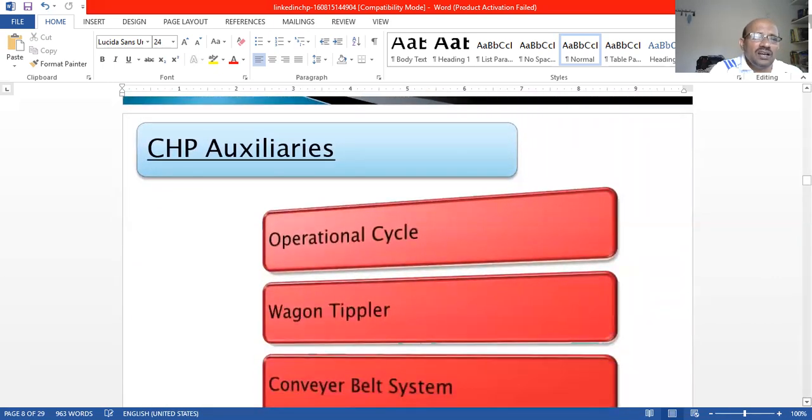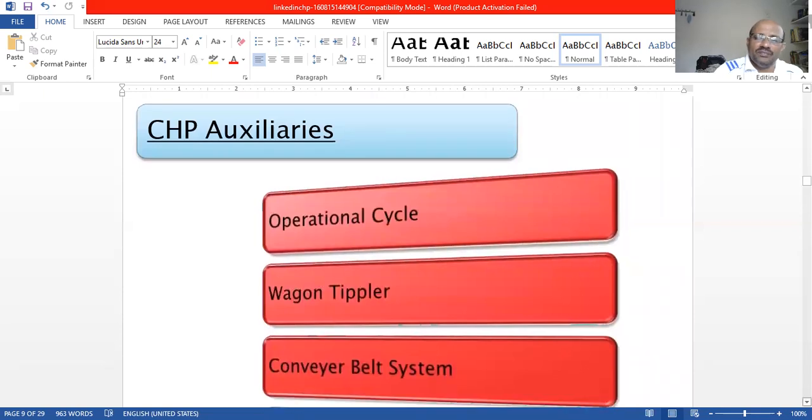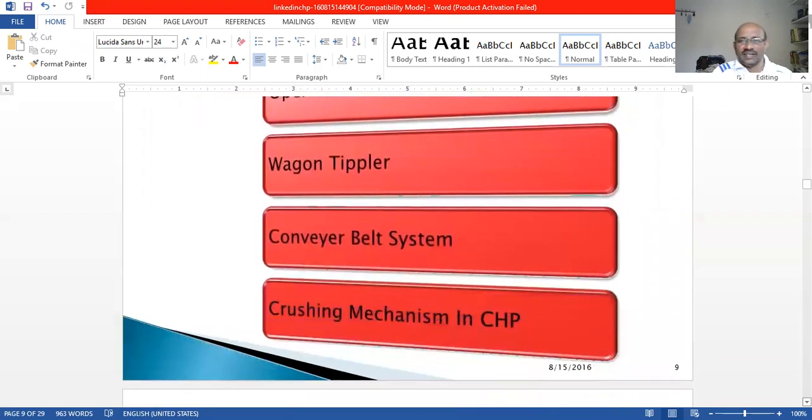Another thing is the CHP auxiliaries. What are those auxiliaries? One is the operational cycle, the entire processing of coal, which is called the operation cycle. Then wagons or tipplers, which are for transportation. There will be conveyor belts before and after, so a conveyor belt system. After that, crushing mechanisms, sizing of the coal by crushing it. Okay, next.